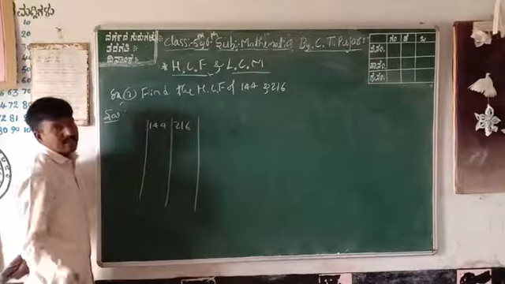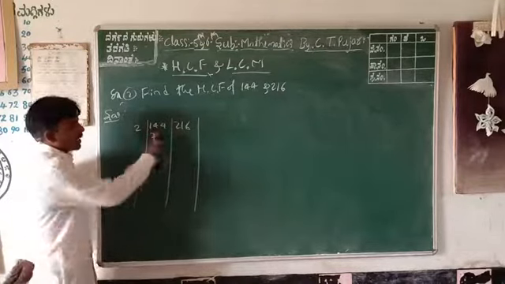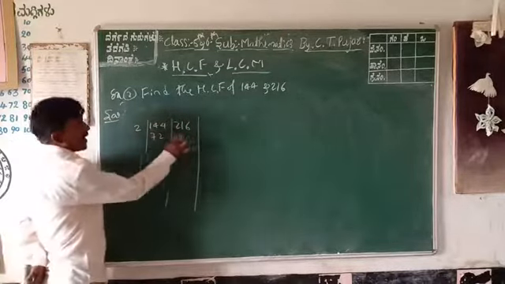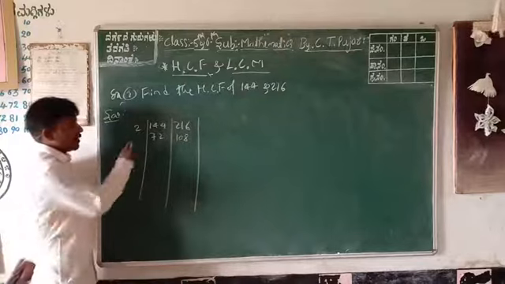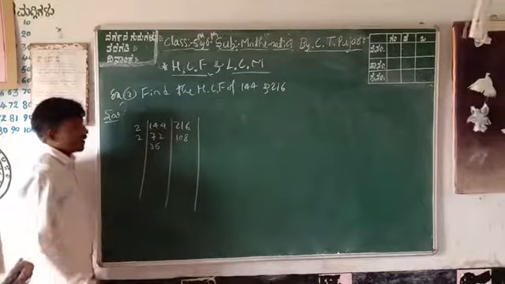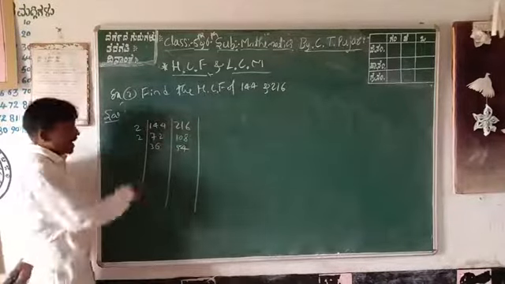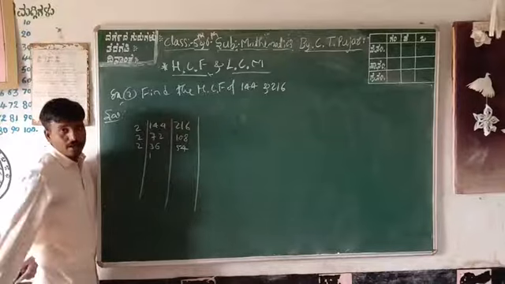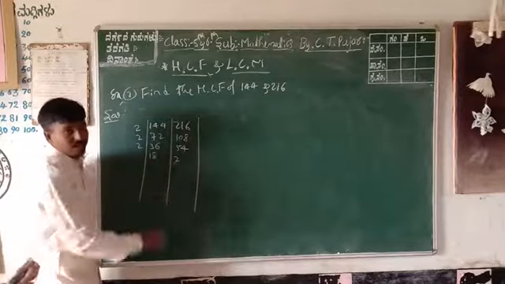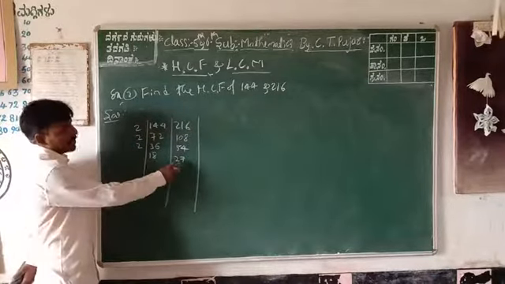In the direct method, you take the smallest number, 2. 2 7s are 14, remaining 2 is 2 1s. 2 8s are 16. Again take 2. 2 3s are 6, remaining 1 is 2 6s are 12. 2 5s are 10. 2 4s are 8. Again take 2. 2 2s are 4. 2 8s are 16. Next 2 7s are 14. Next 18 and 27.